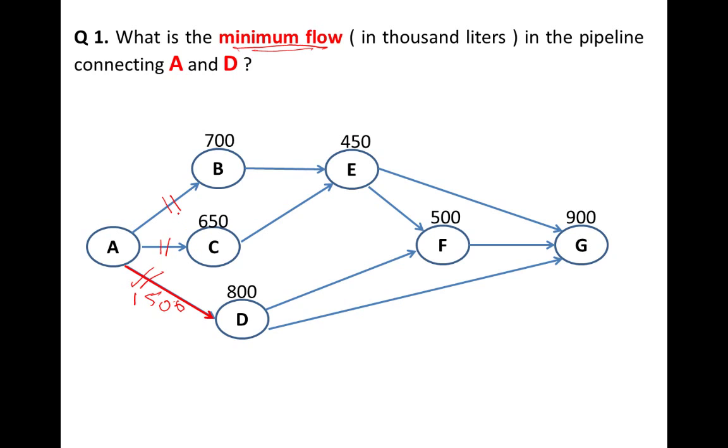Okay. Before I find out how much is to be passed on from A to B and A to C pipeline, I need to find out the total requirement to complete the requirement of all depots. So I can see that there are 6 depots. Let's count the total requirement. So depot B we have 700 requirement, C 650, D 800, E 450, F 500 and G 900.